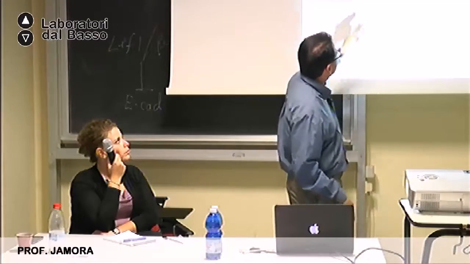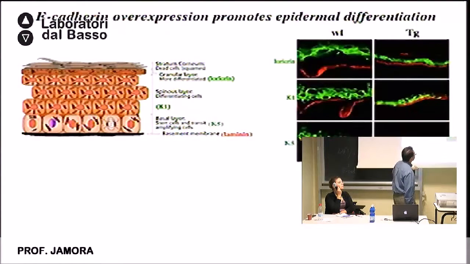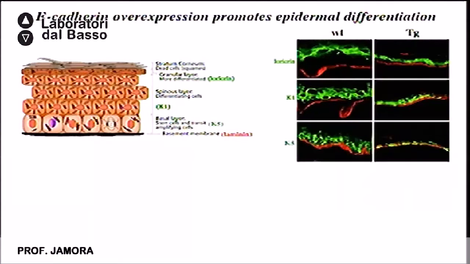What was surprising about this was that we also saw a defect in epidermal differentiation, as if the cells, when they have too much e-cadherin, not only don't make hair follicles, but they say, we're going to make more epidermis. And that's what we saw here. So I told you that we can track the differentiation program of the epidermis by different markers that mark each layer of the tissue, right? And that's what we did here.